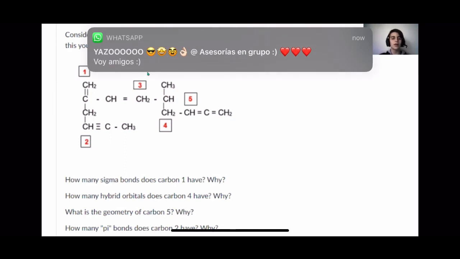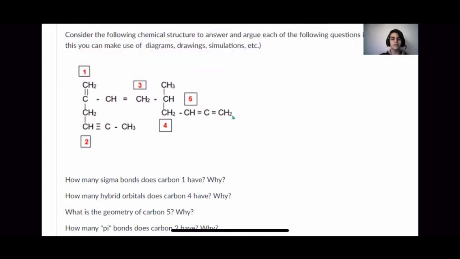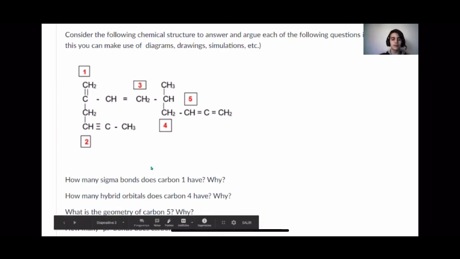And I can know all that because of the chart that the teacher gave to us, which tells us the relation between these bonds and each one of these other characteristics that the compounds have.